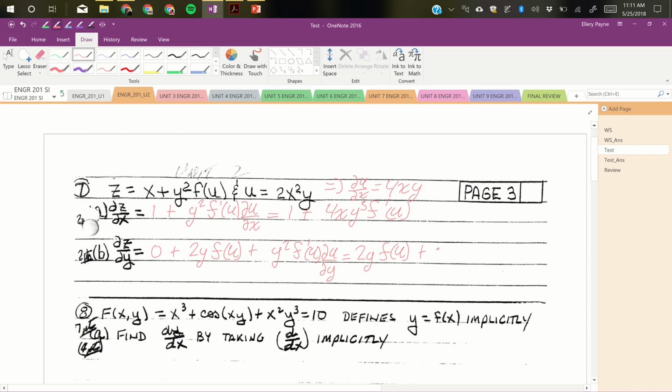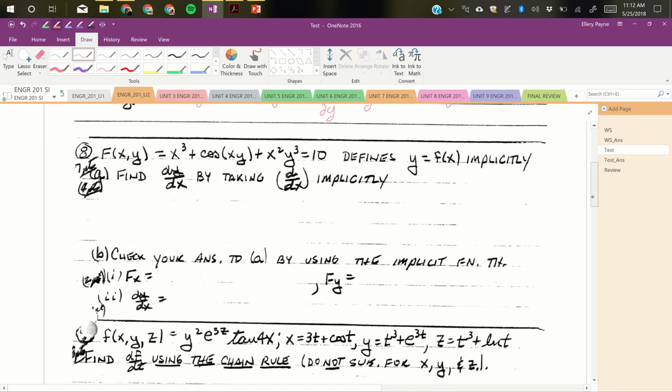plus, here, we go ahead and solve for partial of u with respect to y, which will equal just 2x squared. So y squared times 2x squared, so it becomes 2y squared x squared f prime of u. Not too bad of a problem. All right.